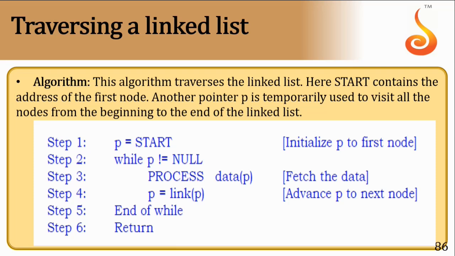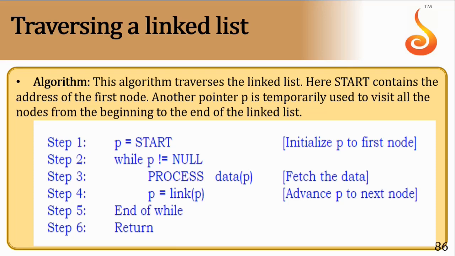Start, P is equal to start. Start is pointing to the first node, so P also now is pointing to the first node. So P is equal to start, two pointers. When the pointers are the same type, I don't need ampersand, I can directly assign it. That we did in the pointers chapter.